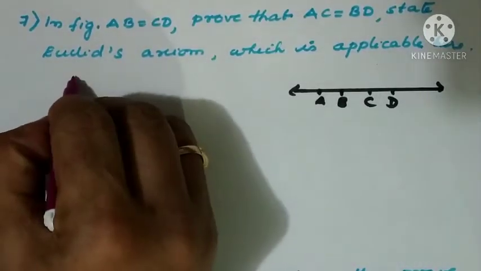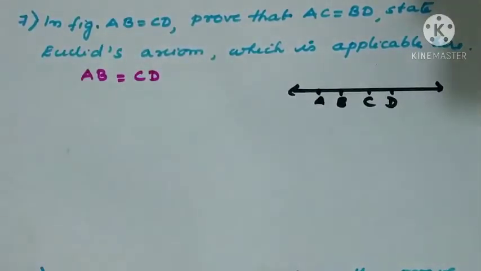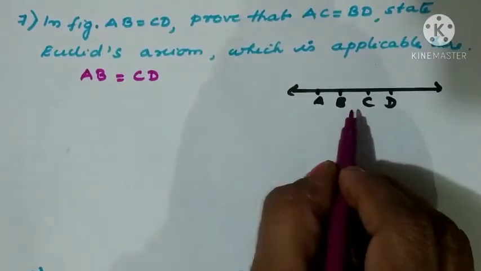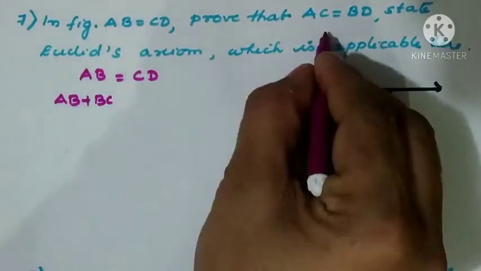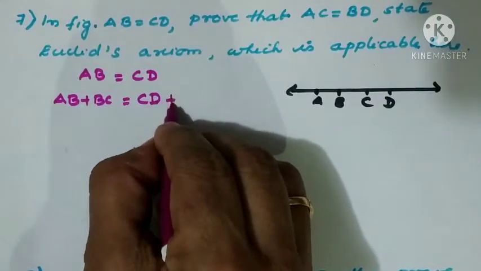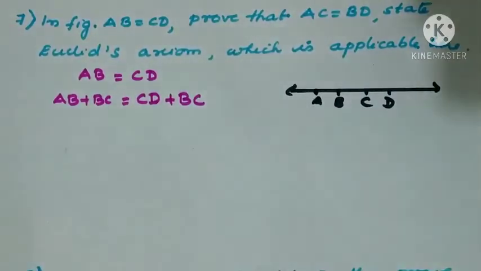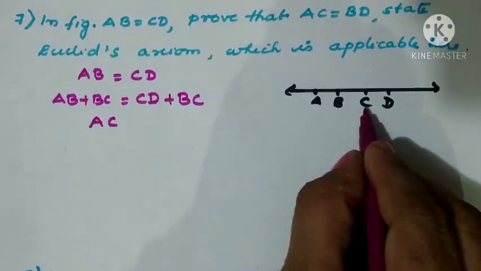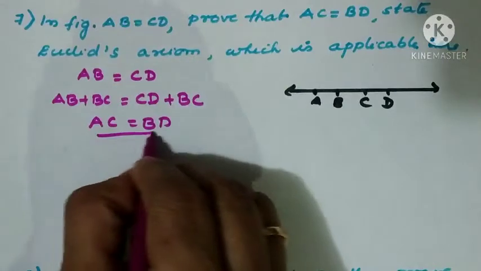Now what is given in the question? AB equal to CD. Now we want to get AC. For getting AC, what is to be added? BC. So I am adding AB with BC. The purpose is getting AC. Similarly, if we add something on the left side, we should add the same on the right side also. So we are adding CD plus BC. What is the result of this one? AC only. Now BC plus CD, what is the result? It is equal to BD. Now we have proved this.